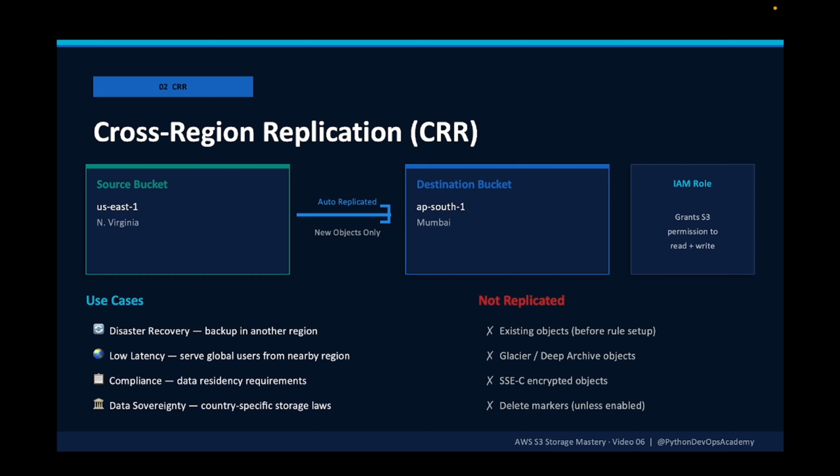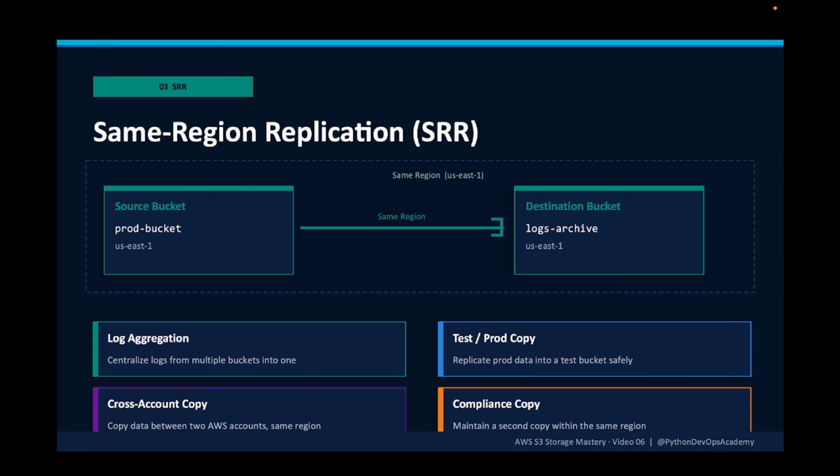What is not replicated? You can replicate all the data, but existing objects from before you applied the rule are not replicated, so you cannot copy data which already exists. Next, you cannot copy the data if it is in Glacier or Deep Archive. If it's encrypted, you also cannot copy the data. And if it has a delete marker, you also cannot copy it into the different bucket. So this is about CRR. We will do the practical after the SRR theory. For that we have to create a different bucket in a different region.